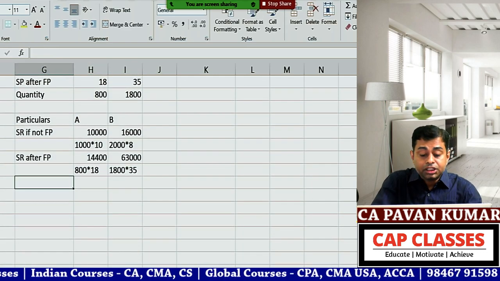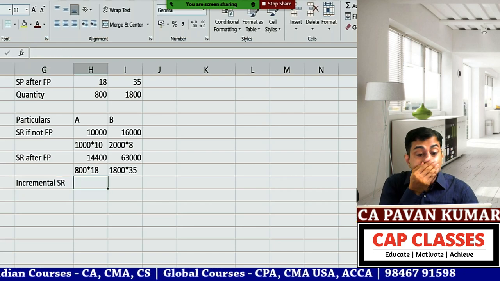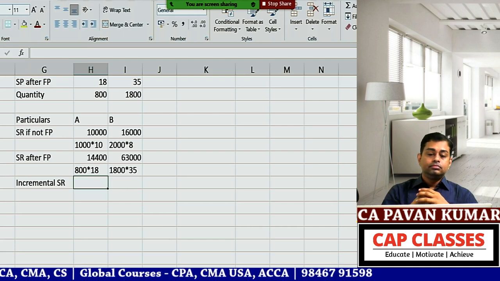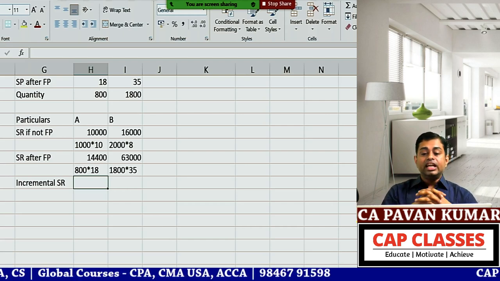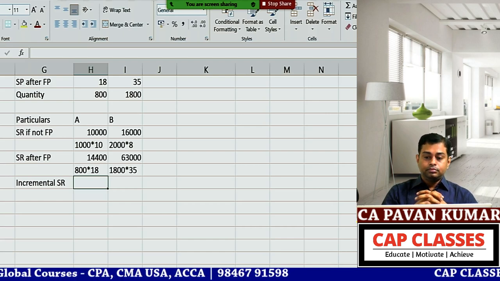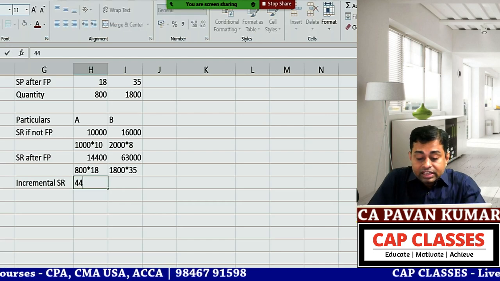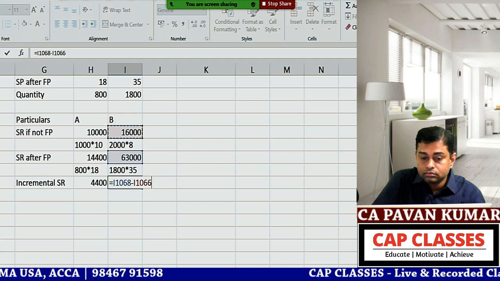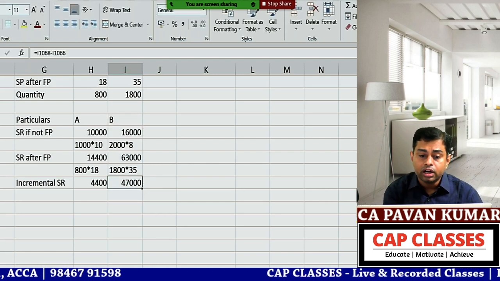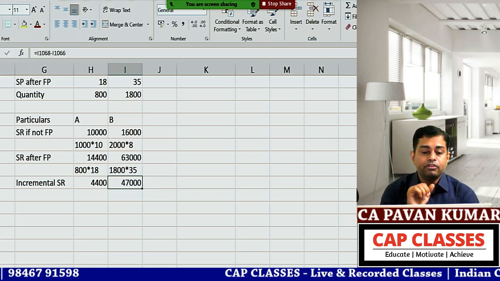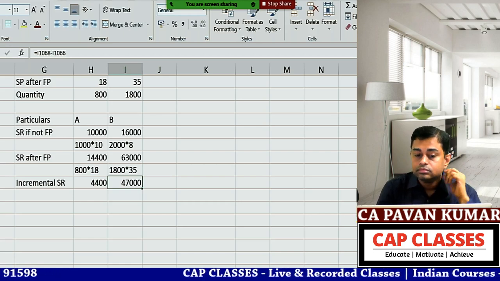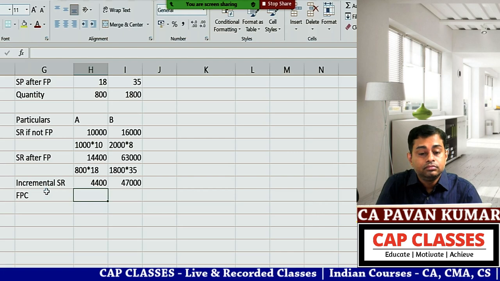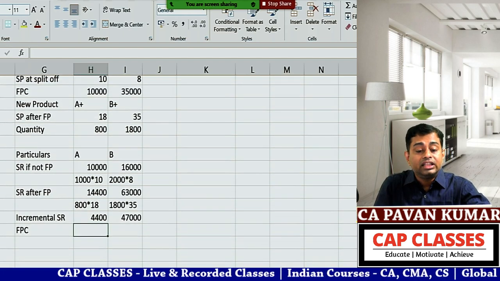Now can you tell me the value addition, the incremental sales? Guys, can you calculate and tell me what is the incremental sale revenue? Fast, don't take much time. Can I say 4,400 here? Correct. Here 47,000. Now tell me the further processing cost. What is the further processing cost you need to incur? 10,000, 35,000.